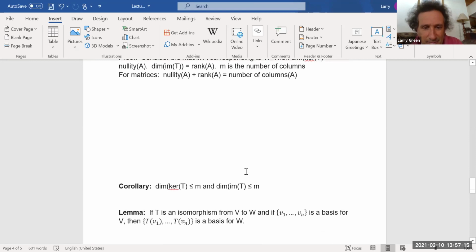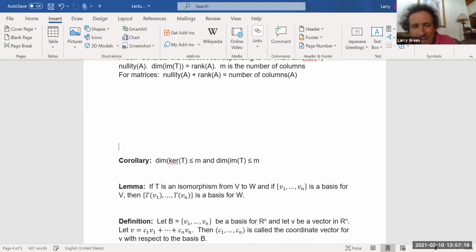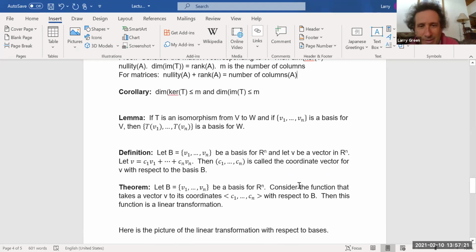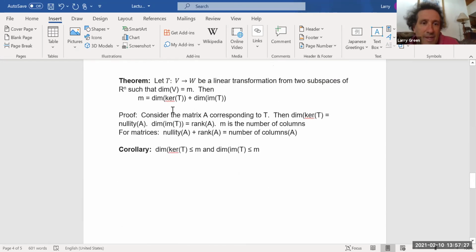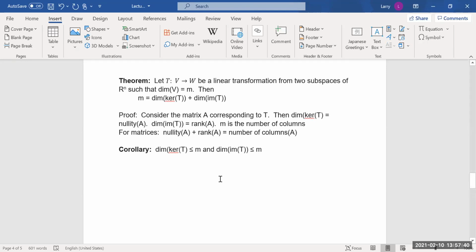Okay, so here's an easy corollary. This is one of those obvious corollaries. I hope you all agree when you read it. Let me space things nicely. Why is that obvious? That the dimension of the kernel of T must be less than or equal to M, and the dimension of the image of T must be less than or equal to M. It wouldn't even make sense because we'd be in a different dimension.